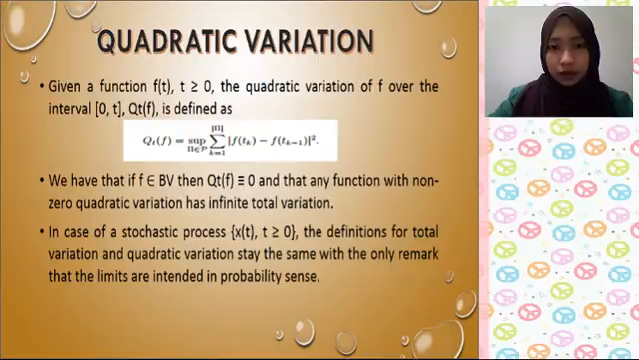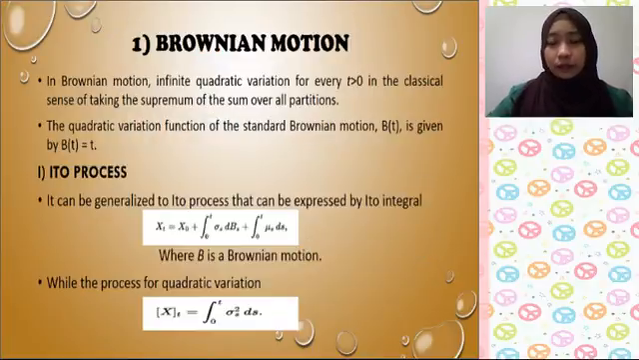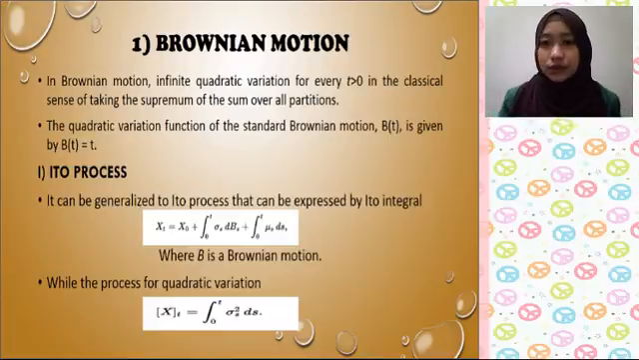infinite total variation. In the case of a stochastic process X_t, t ≥ 0, the definitions for total variation and quadratic variation stay the same, with the only remark that the limits are intended in the probability sense. Quadratic variation is also used in stochastic processes such as Brownian motion and martingales.